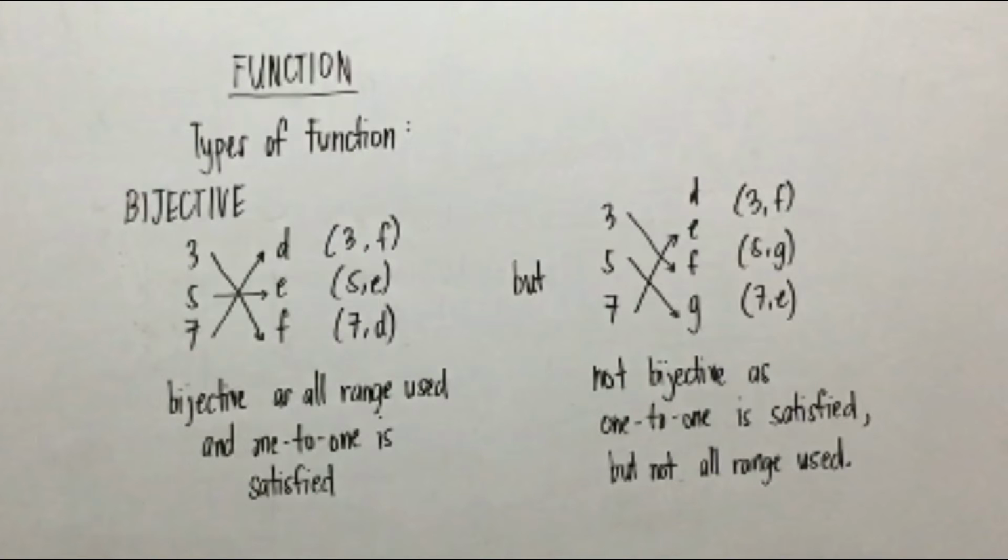For a relation to be bijective, it should be both injective and surjective. For figure number 1, it is bijective as all domain values are assigned to exactly one value in our range, and all of our range values are used. In our figure number 2, it is not bijective because even though it satisfies the one-to-one condition, not all of our range values are used.